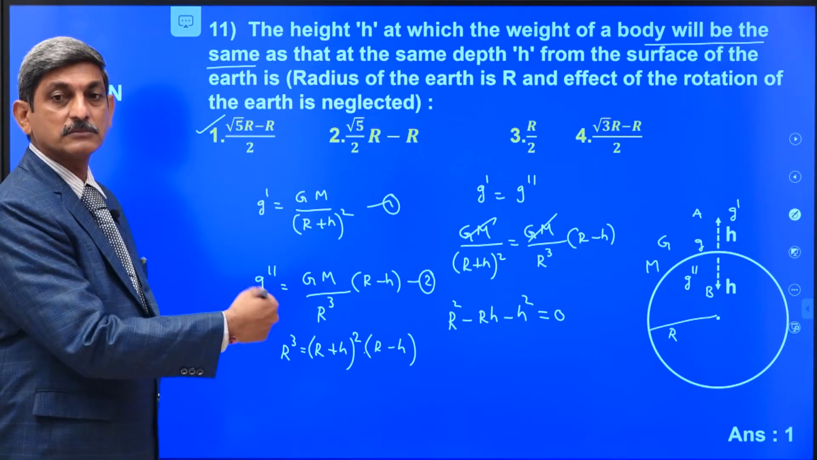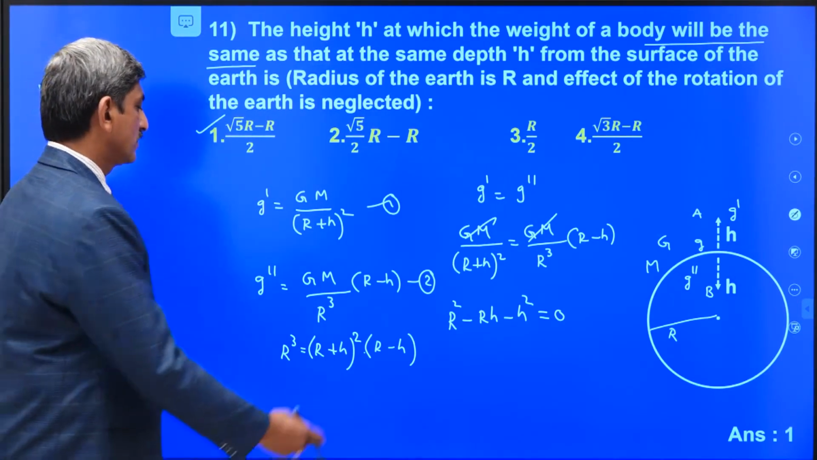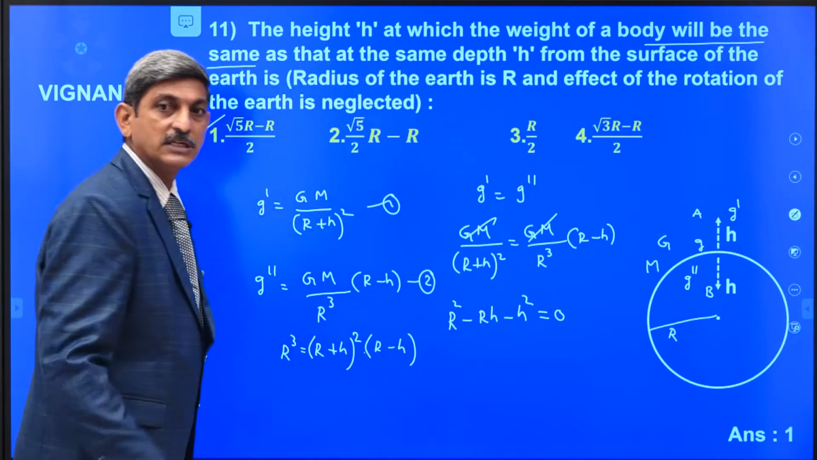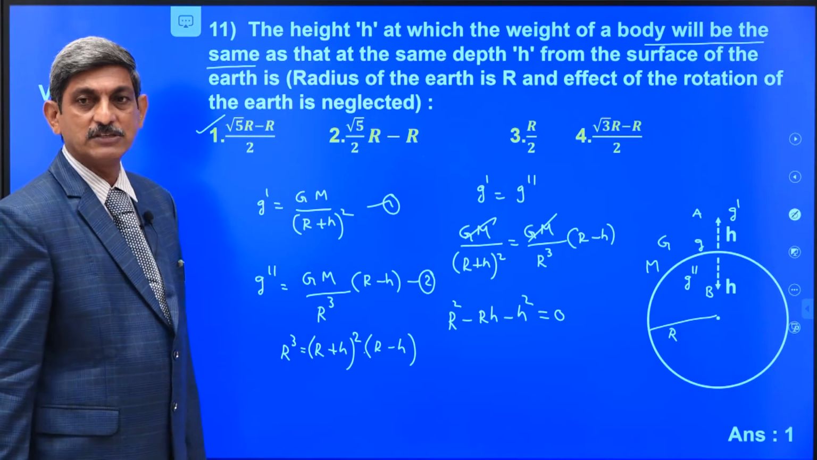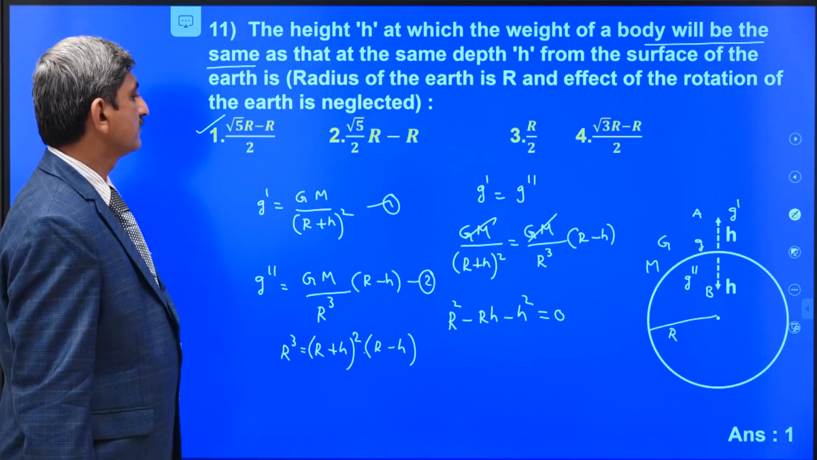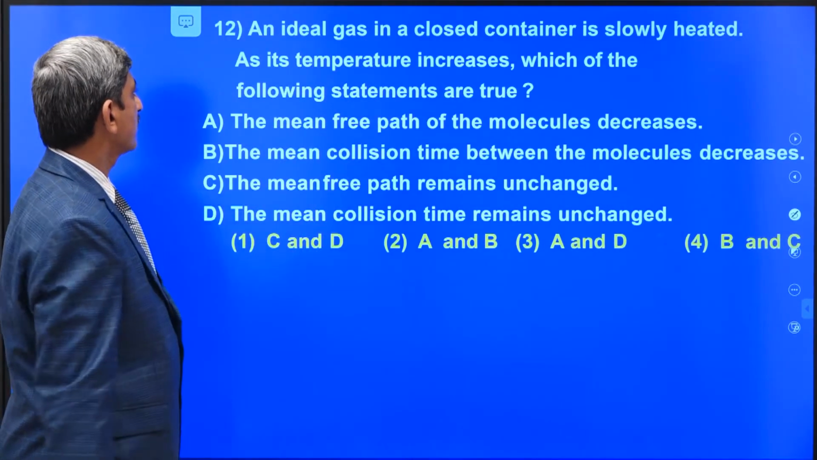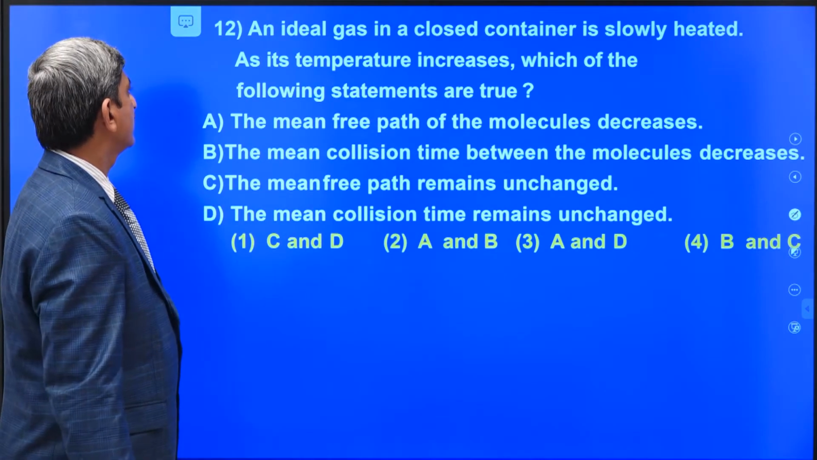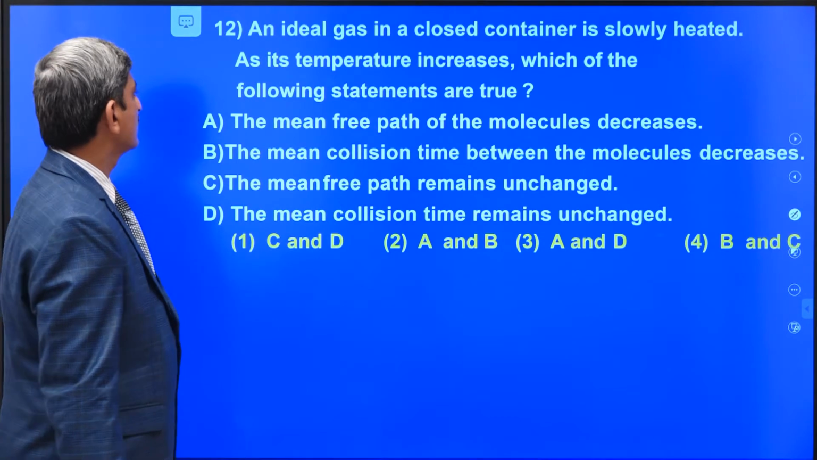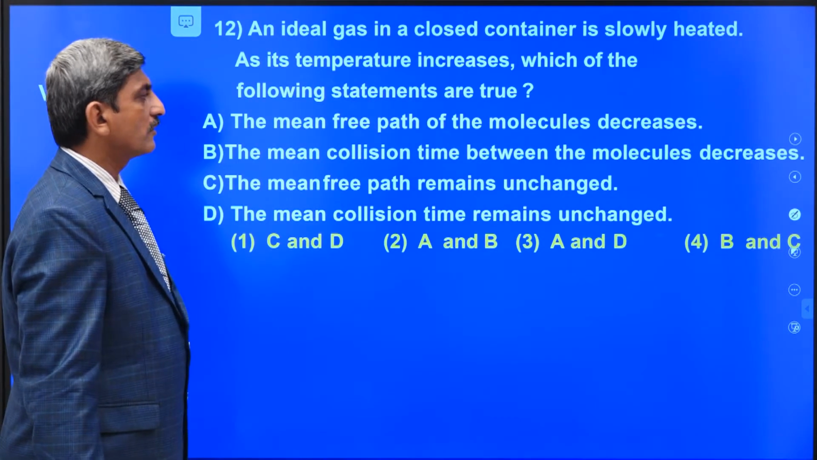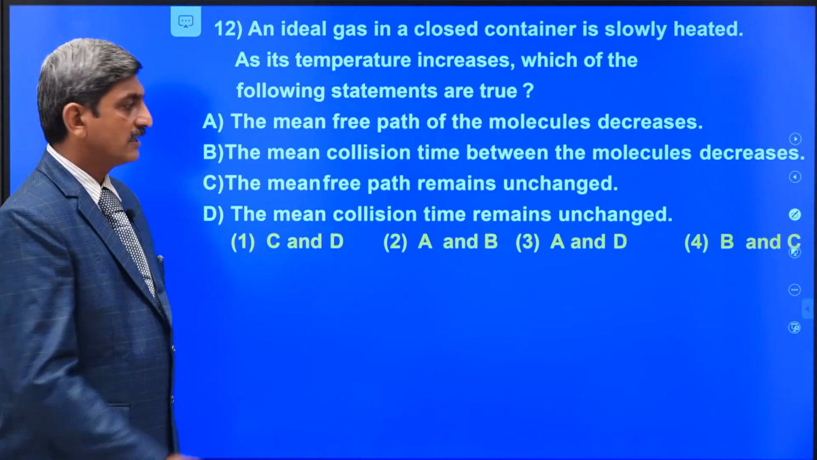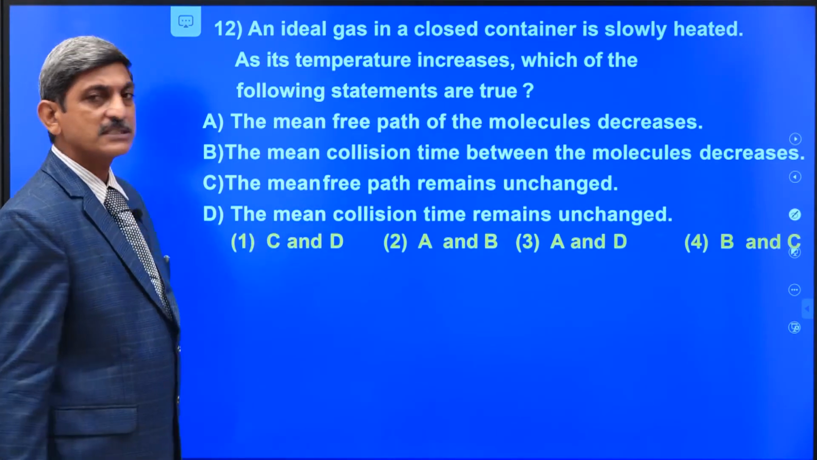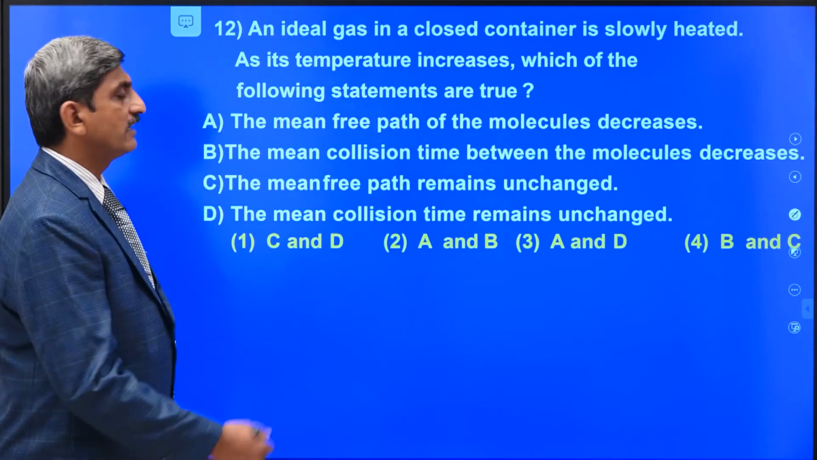So it involves some mathematical calculations. So you have to simplify this one. After that, you have to find out the roots of this equation. Then we can find out the h value. Right? Come to the next problem. An ideal gas in a closed container is slowly heated. As its temperature increases, which of the following statements are true? So 4 statements are given for us. In those 4 statements, which statement is right if the temperature is raised for the given gas in a container?